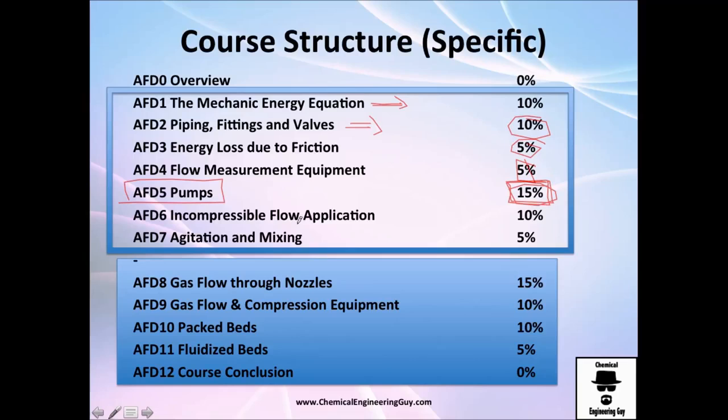Then we go to incompressible flow application. Once you know all these, you know the mechanical energy equation, how to calculate friction losses, the type of pipes, fittings, and valves that exist, and flow measurement equipment, and finally how to choose a pump, we're going to check out incompressible flow application. So many real-life problems and how to solve them here. And at the end, we check out a little bit on agitation and mixing.